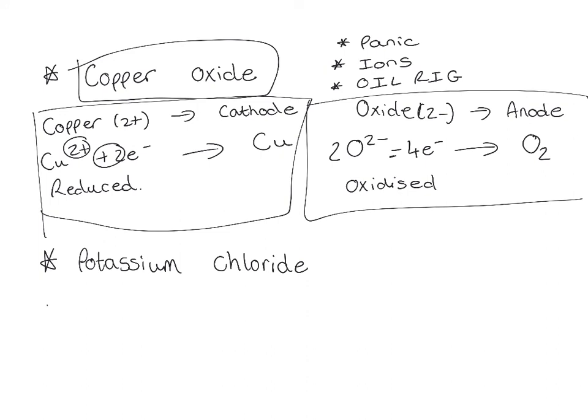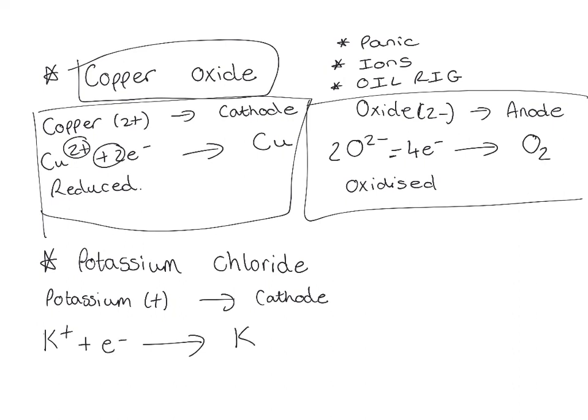Okay, so potassium is positive, so it's going to go to the cathode. Use the anagram because opposites attract. So then we've got K plus. It wants to go to K on its own. It wants to become an atom. So we just do plus an electron. So it's gained an electron. So it's been reduced.